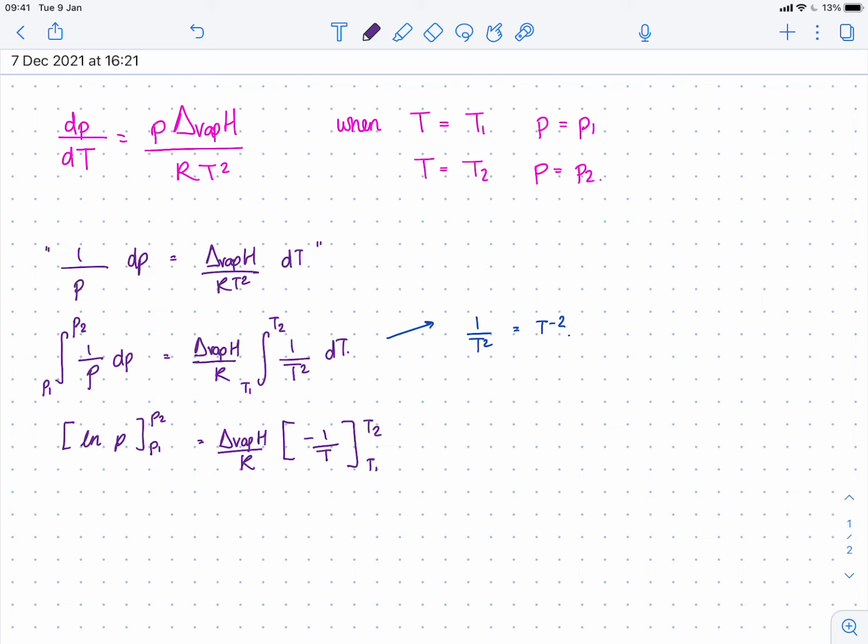So now I've got this integrated and I have my limits. I have my top power substituted in minus my bottom power substituted in. So here on the log side, this is going to be log p2 minus log p1. And then on the other side, this becomes minus 1 over t2 minus 1 over t1. And I've written it like that to be really clear, and I'm just going to tidy it up in the next step.